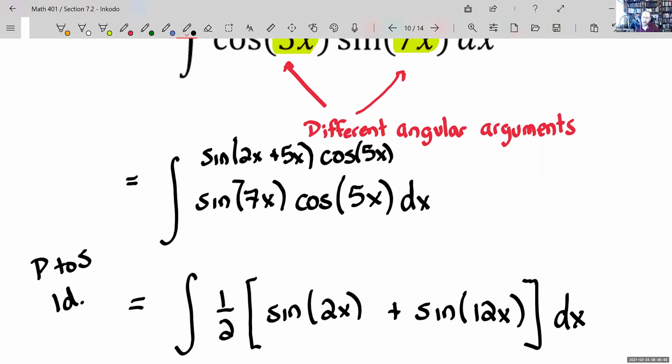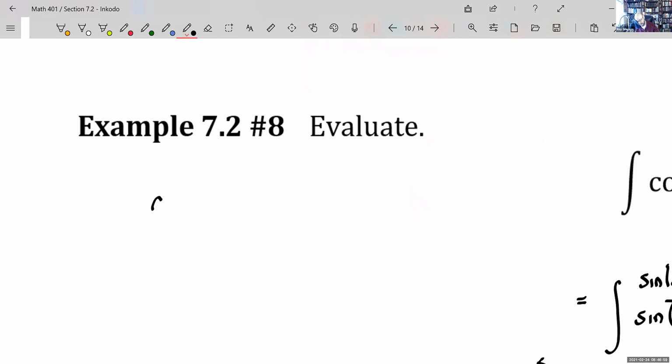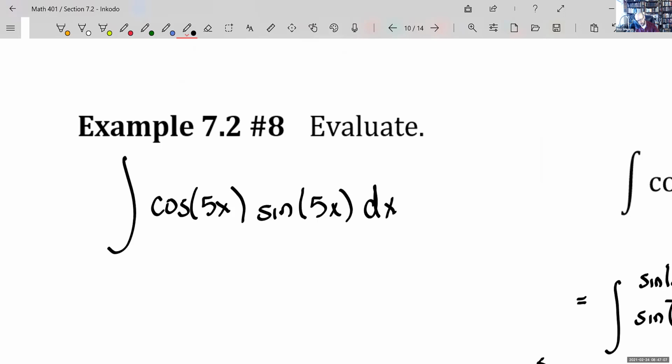Yeah, I say it's good news when angles are different. When angles are different, it's good news because then you can just use the product to sum formula. If they're the same angle, cosine of 5x, sine of 5x, that's good news too, because I'll just let u equal the sine, and it steals away the cosine. So if they're the same angles here, then you're also in luck. It's good news both ways, right?